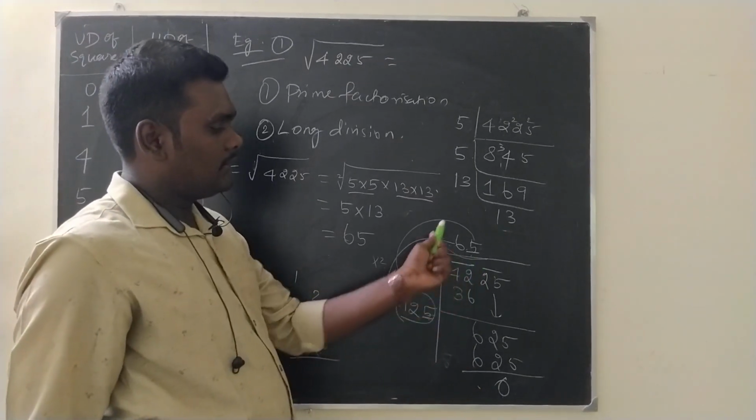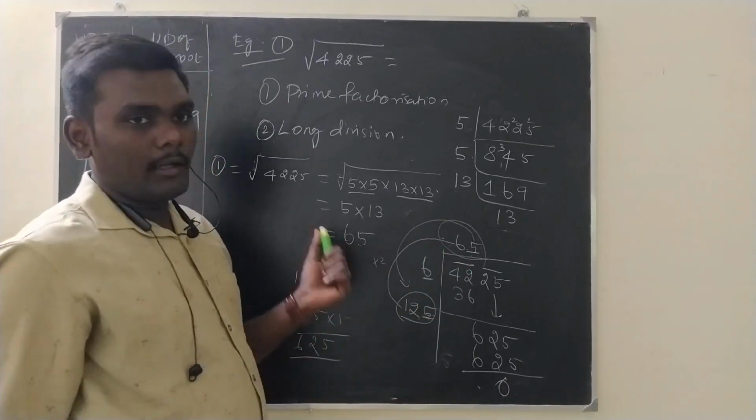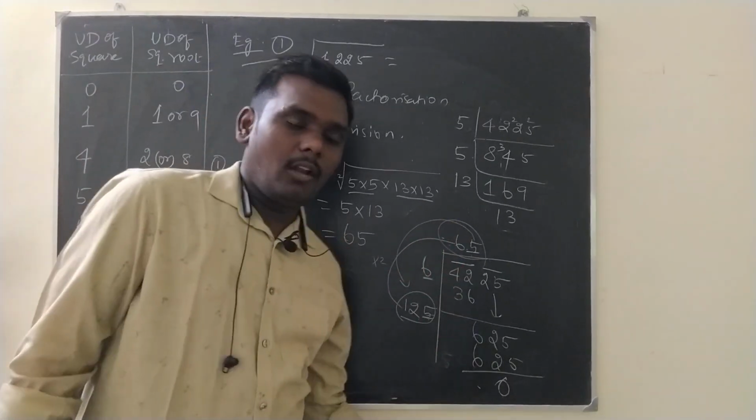Then we will take 65 as the square root of this number. This is the method of long division.